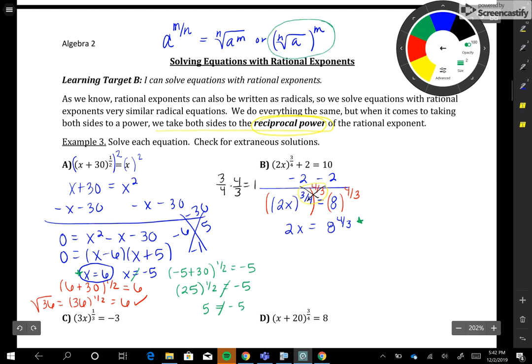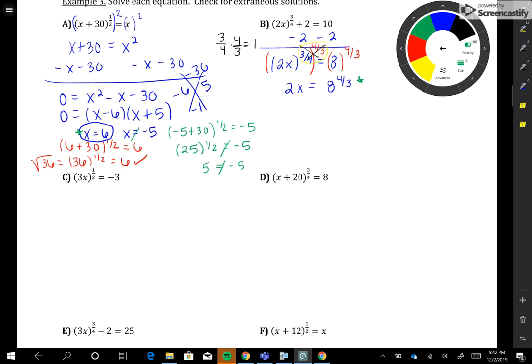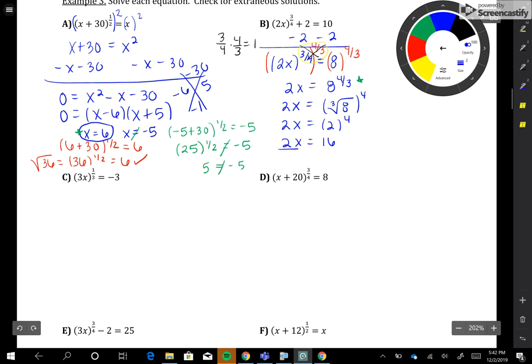So we are going to change this that has a rational exponent, and we're going to put it in radical form. So we still have 2x on the left, but I'm going to write this as the cubed root of 8, and then that's to the 4th power. So I just keep simplifying. The cube root of 8 is 2, okay? And 2 to the 4th is 16. And now I can divide by 2, and I get x equals 8.